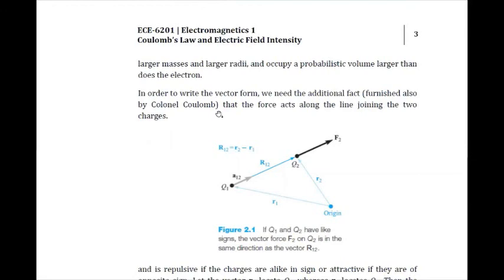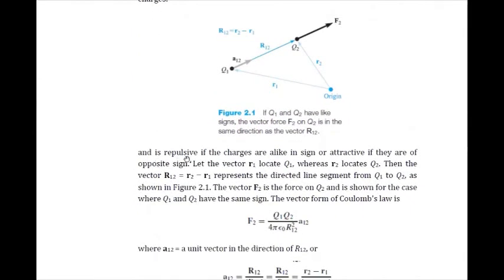In order to write the vector form, we need the additional fact furnished also by Colonel Coulomb. Okay, ito yung kay Coulomb's law, which stated that the force acts along the line joining the two charges. Ito yun, meron tayong Q1 and Q2. It is repulsive if the charges are alike in sign or attractive if they are of opposite sign. Okay, alam naman natin, mag-repulsive ang dalawang charges na alike in sign, kapag magkaparehas, repulsive. Then attractive naman siya if they are of opposite sign. Okay, that is on the charge.